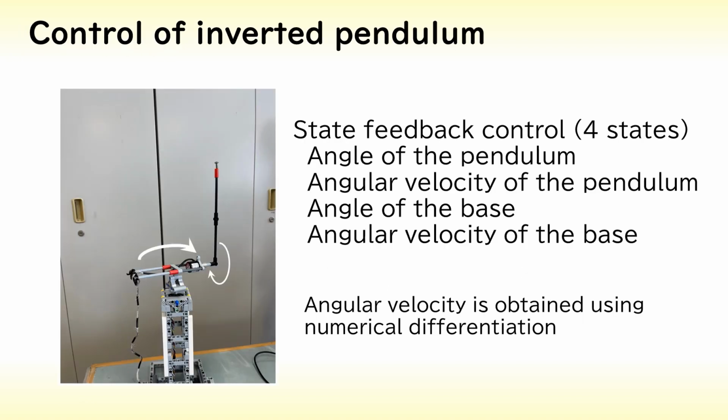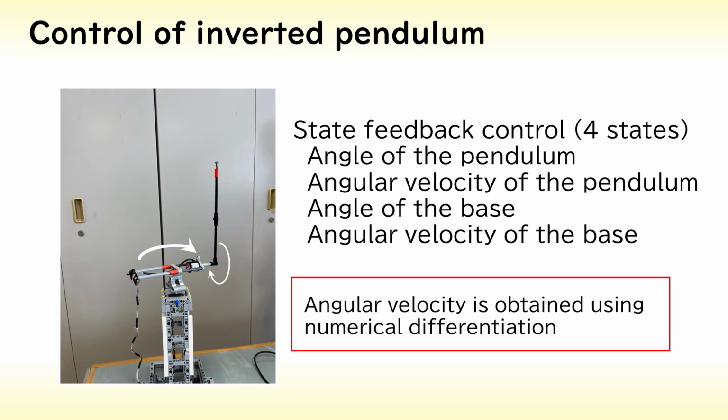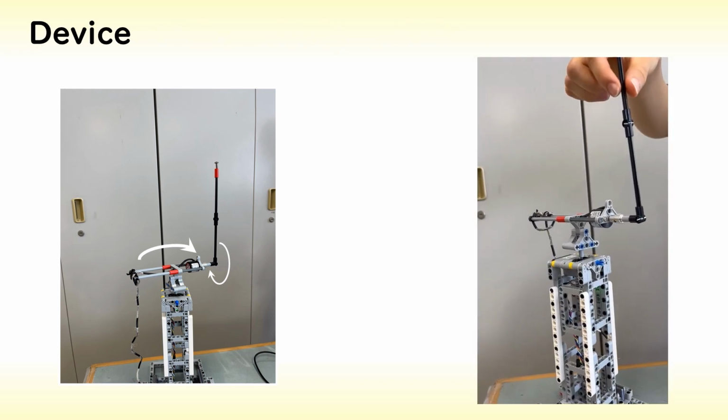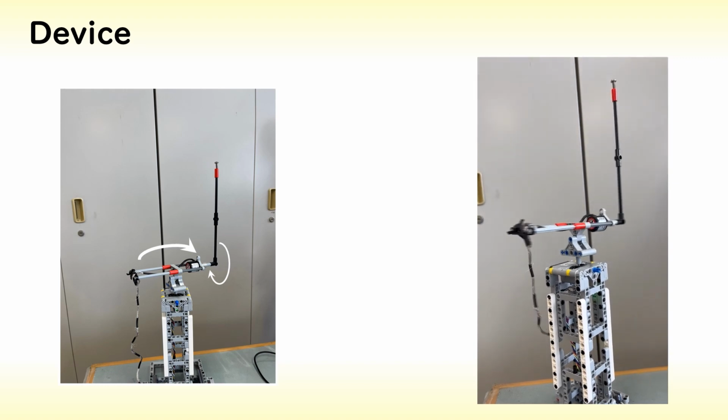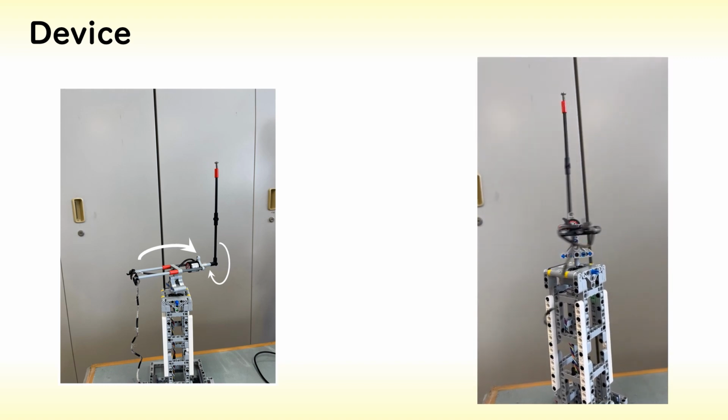Two angles are obtained by encoder and the angular velocity is obtained using numerical differentiation. By applying state feedback control, inverted pendulum is stabilized.